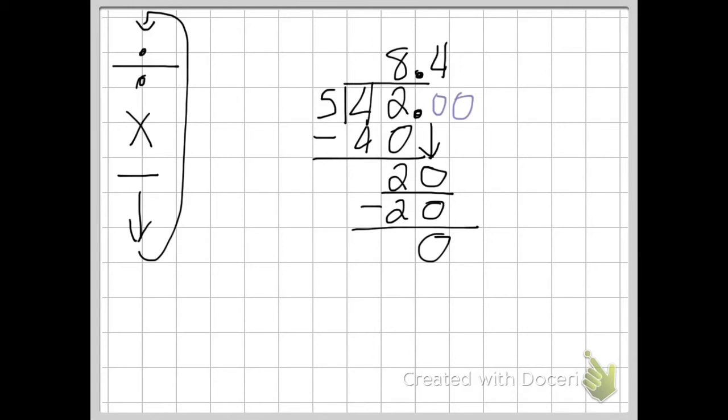So the trick with really dividing decimal numbers is remembering to move your decimal point straight up into the quotient, the answer, and then following out your regular long division steps. Those long division steps are divide, multiply, subtract, bring down, and then repeat. Following those steps is going to work for any long division problem, including one that gives you decimals.